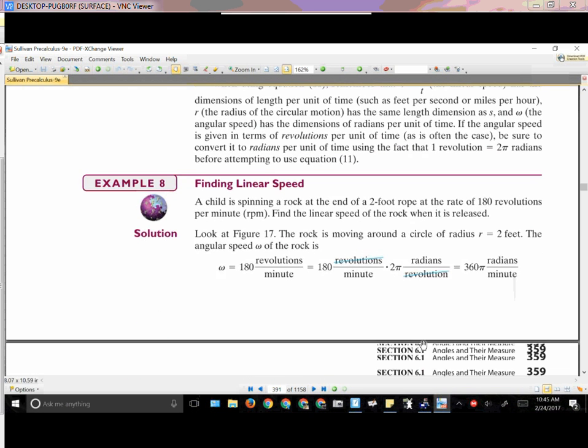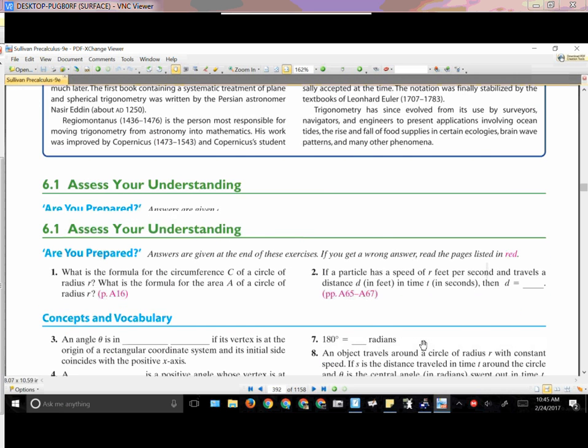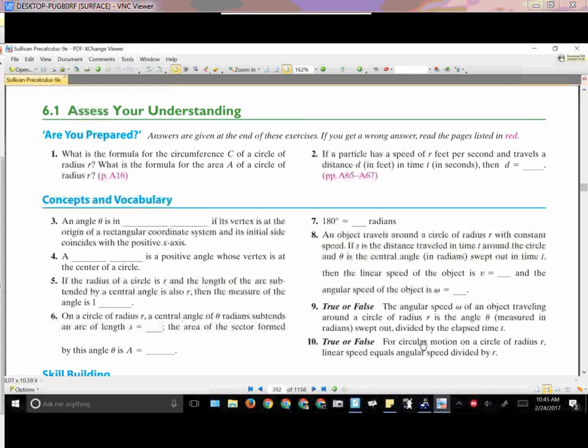Okay, linear speed, you guys have dealt with that all. So brings us to here. So I'm going to let you guys get to work on this one.